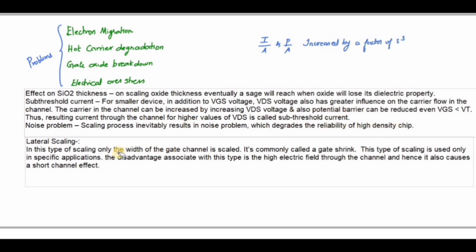Next, lateral scaling. In this type of scaling, only the width of the gate channel is scaled. It is commonly called gate shrink. This type of scaling is used only in specific applications. The disadvantage associated with this type is a high electric field through the channel, and it also causes short channel effect.